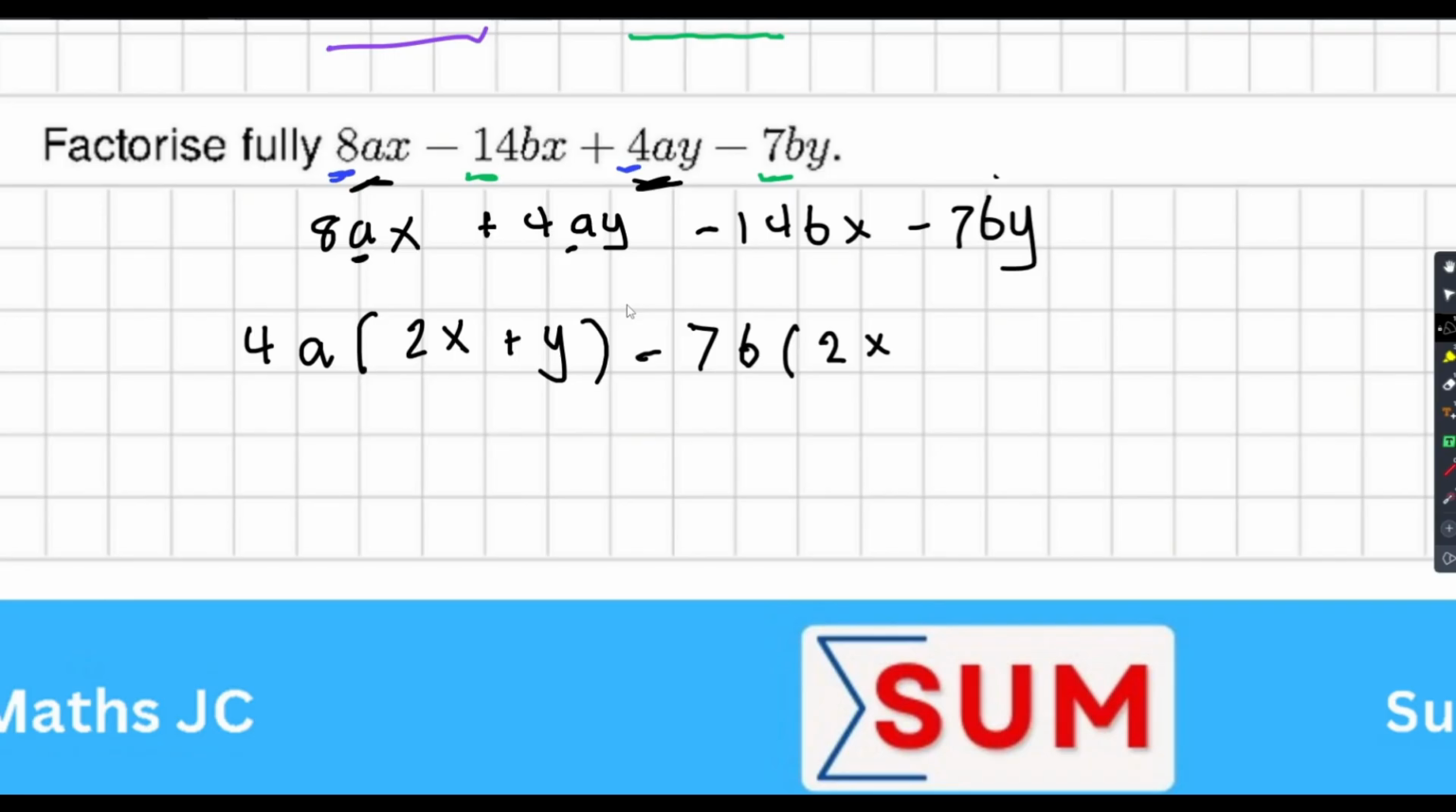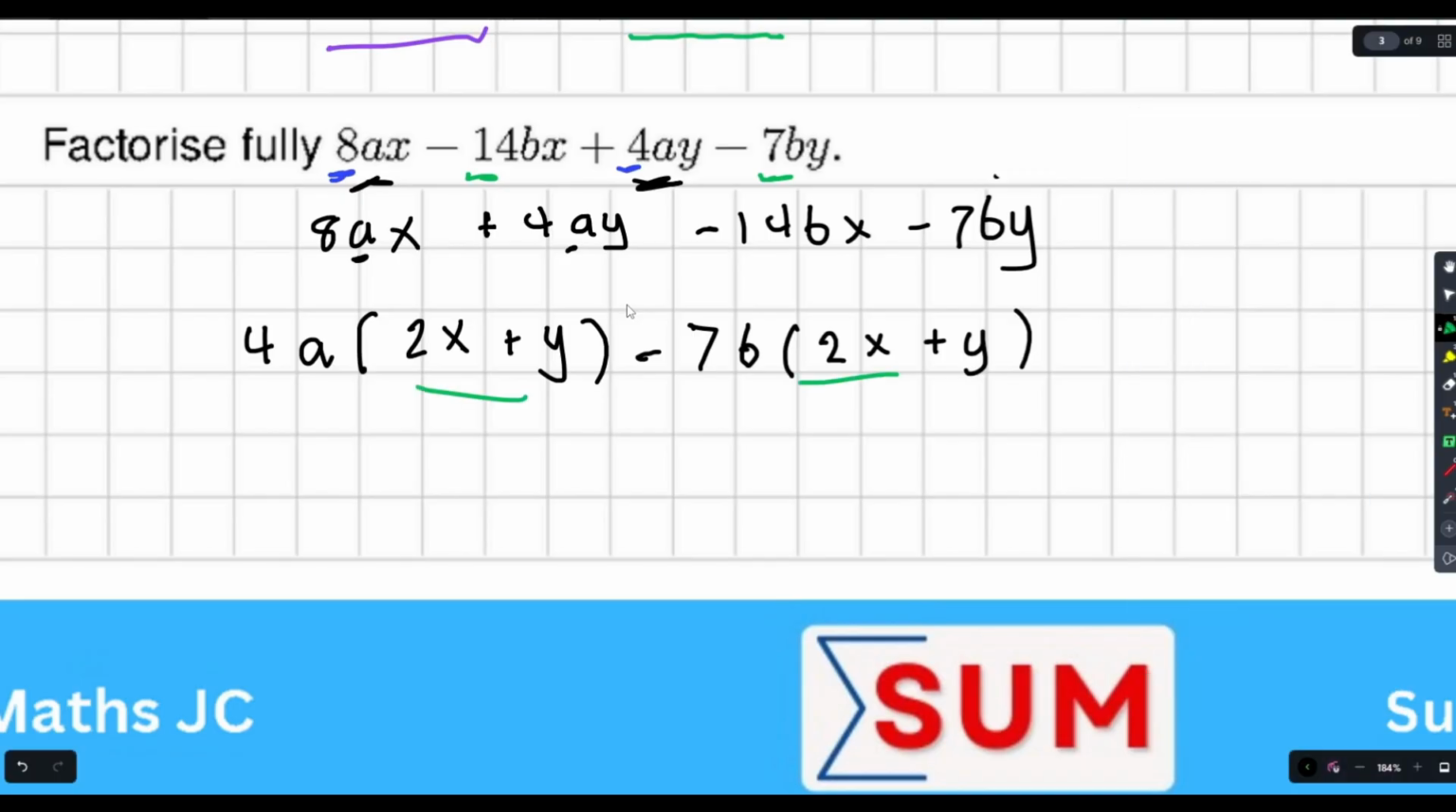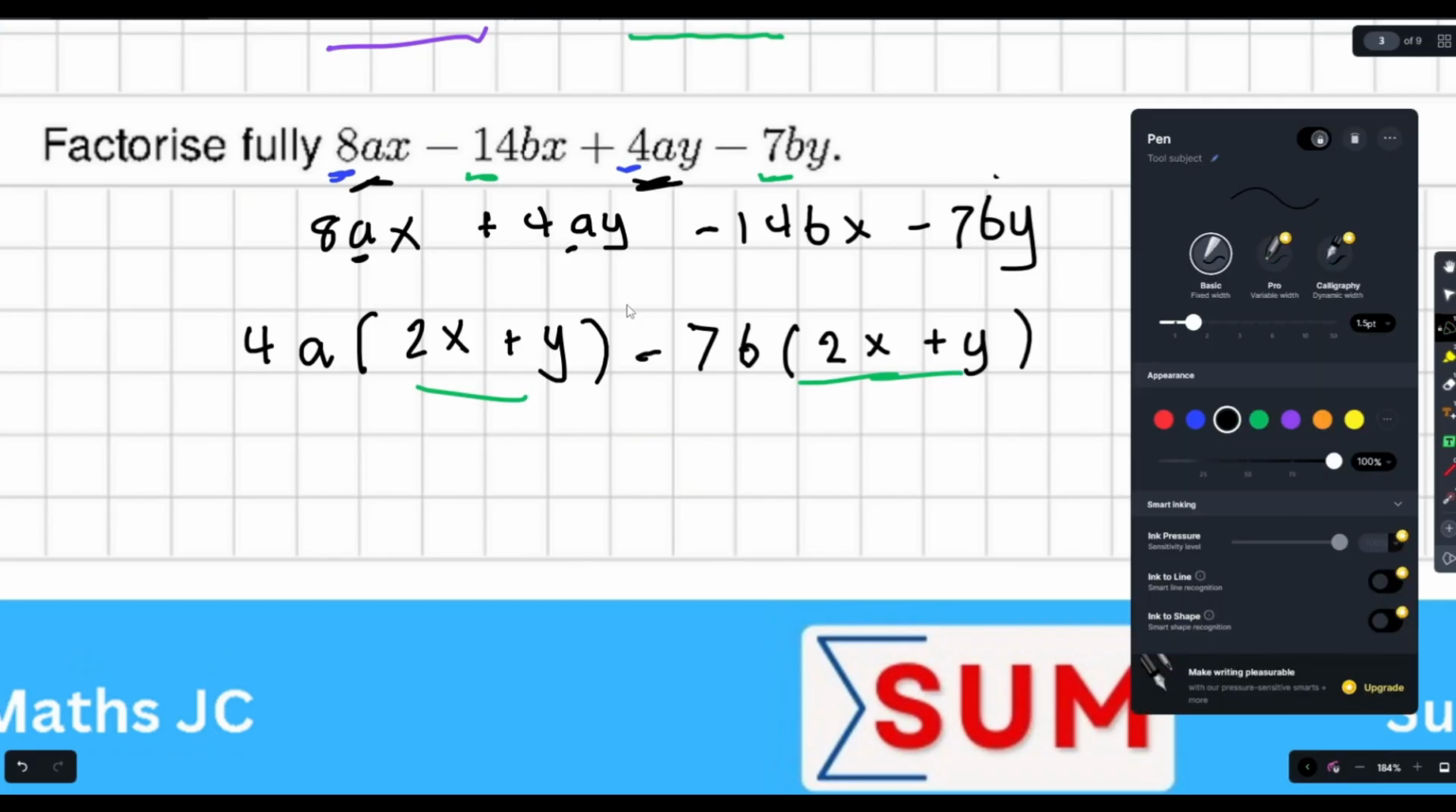Minus 7b by what will give me minus 7by? Again, it's going to be a plus, because a minus times a plus is a minus. So minus 7b times what gives me that? We have the 7b, we just need to attach on the y. Now we realize we have a shared bracket, so we've done it right.